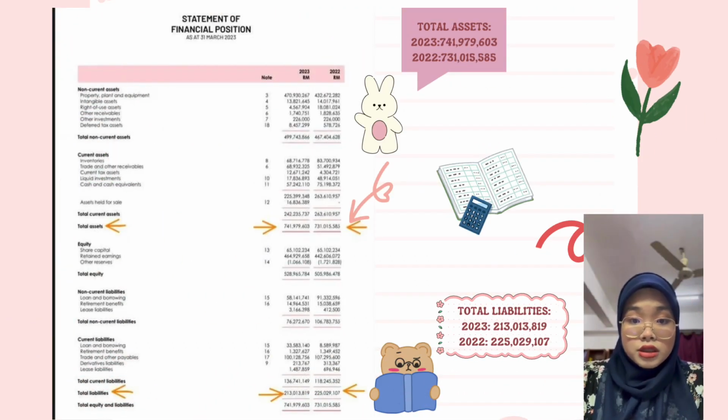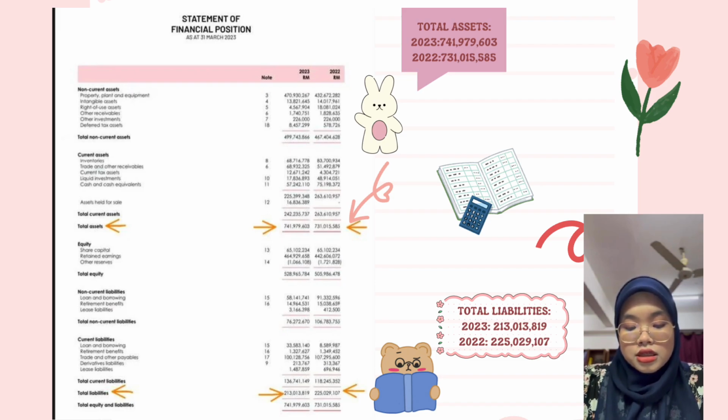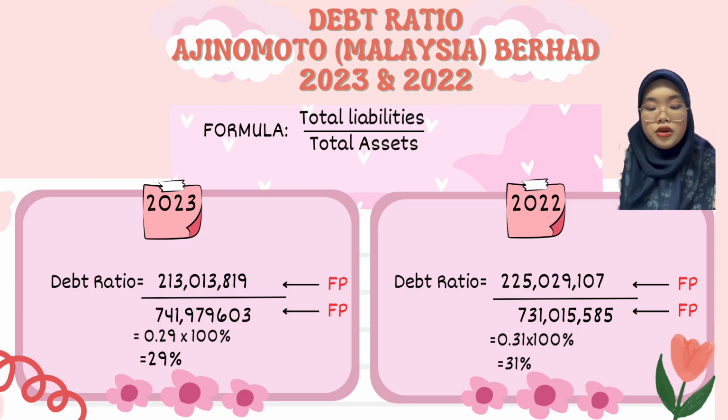First, I'm using the financial position table to get the information. The total asset in 2023 is 741,979,603 and 2022 is 731,015,585. Other than that, the information is that total liabilities in 2023 is 213,013,819 and 2022 is 225,029,107. The formula for debt ratio is total liabilities over total asset.